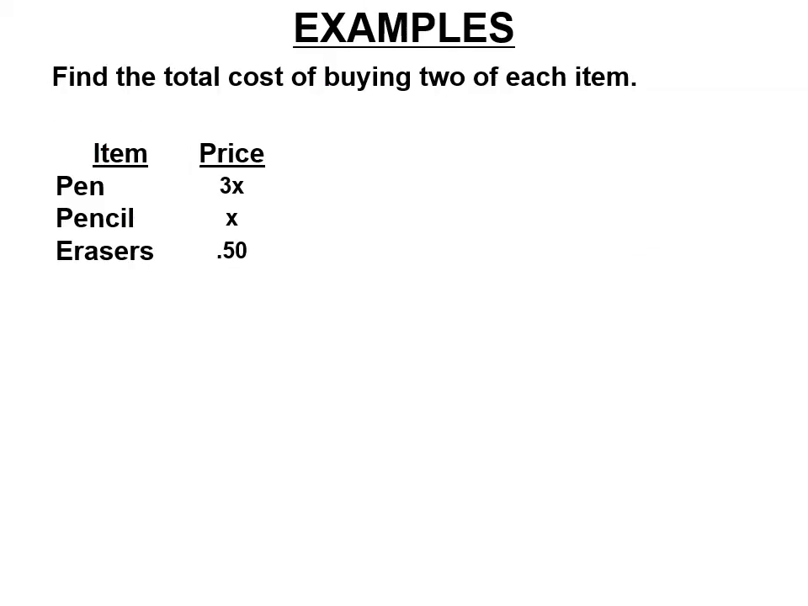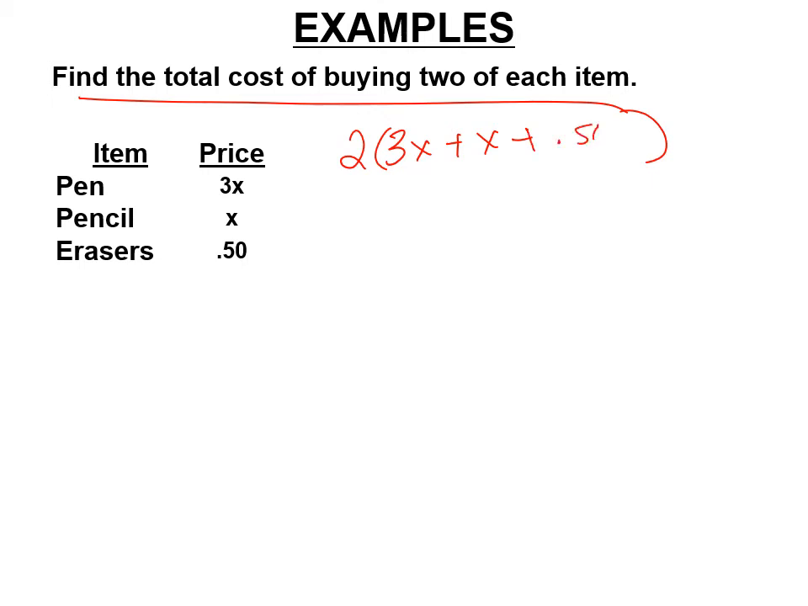All right, so say find the total cost of buying 2 of each item. Well, we did this with combining like terms, but this is a distributive property lesson. Well, what am I getting at? Well, you need distributive property, 2 of each. So we need 2 of the 3x, 2 of the x, and 2 of the 50 cents. That's what we're getting at. And so this is an expression. We don't have anything over here. You're just writing an expression for it. So then let's simplify that expression.